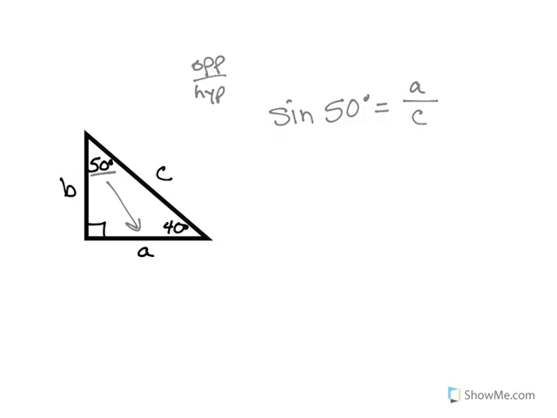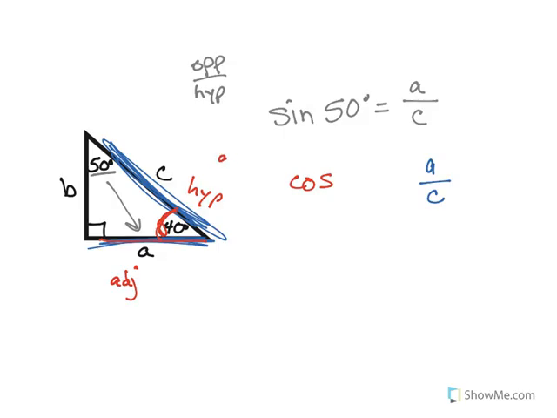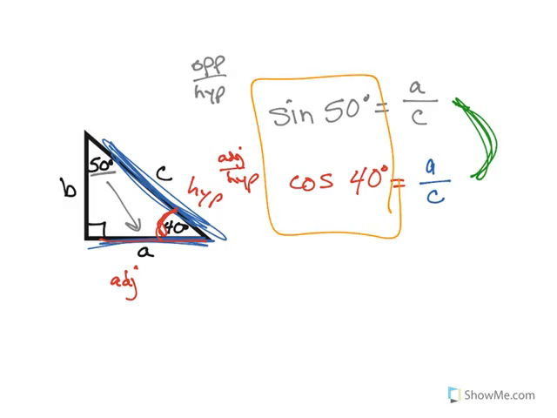Now, I ask you to think, is there any other way that we could come up with the ratio A over C? And maybe your brain is saying, well, if I look at this 40-degree angle, I have the adjacent side and the hypotenuse. That should trigger maybe something in your head that says, hey, the cosine is adjacent over hypotenuse. So that means the cosine of 40 degrees is also A over C. Meaning, sine and cosine are what we call cofunctions.